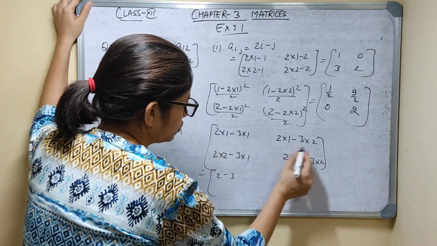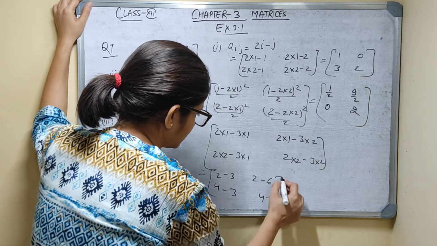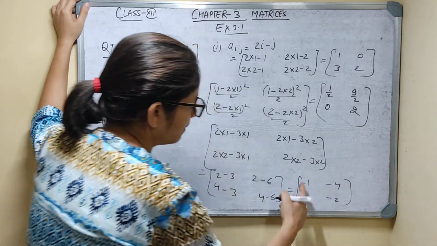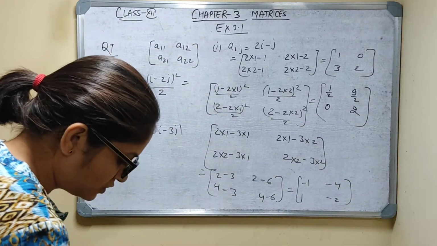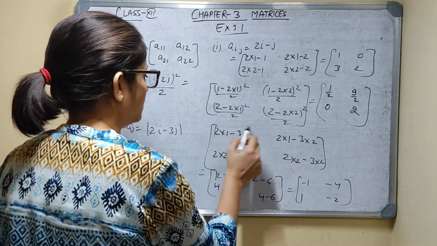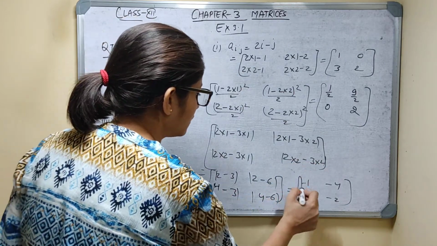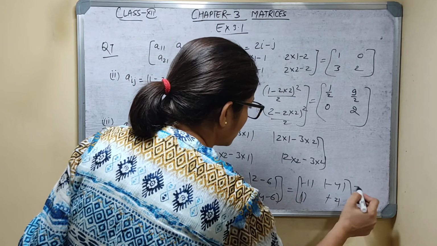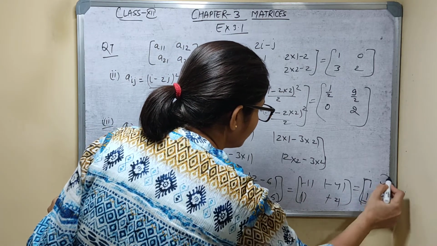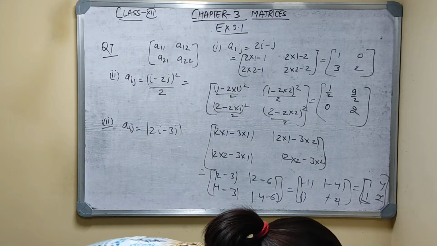2 minus 3, 2 minus 6, 4 minus 3, 4 minus 6. That gives minus 1, minus 4, 1, minus 2. You can write this, and this is all in mod, so everything will come in mod. So all will be positive values: 1, 4, 1, 2. Like this you can write. Now question number 7 is over.